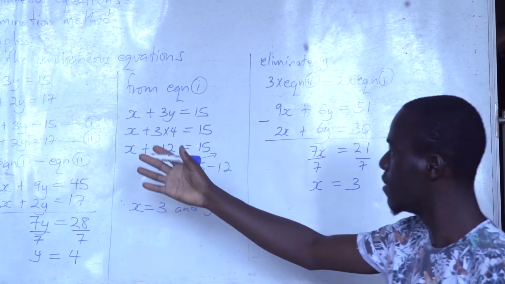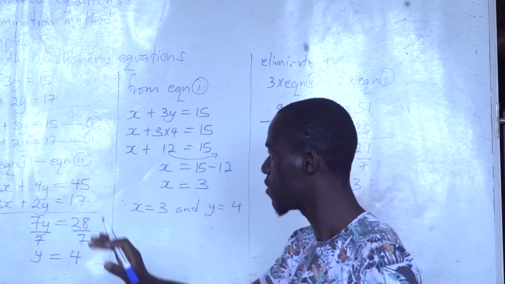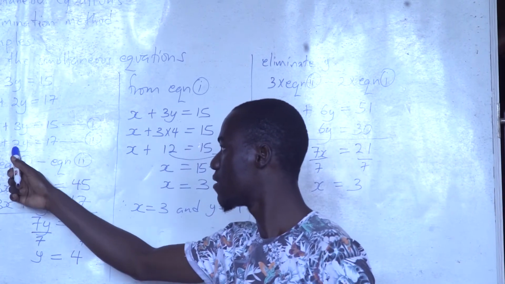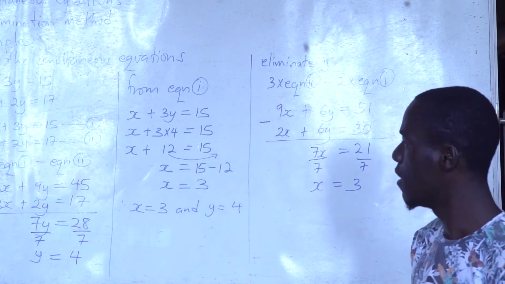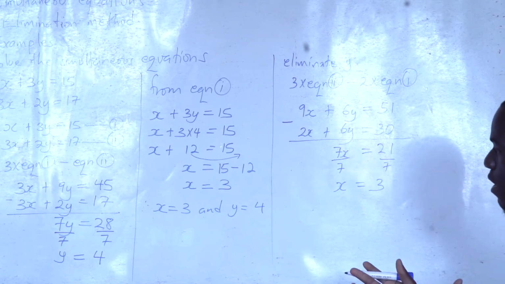So, after labeling, choose the unknown that you want to eliminate. You check the coefficients. Then the rest is simple mathematics, subtracting or adding.